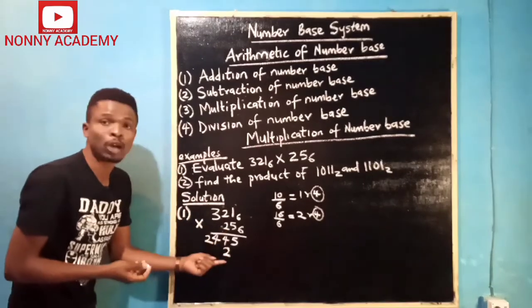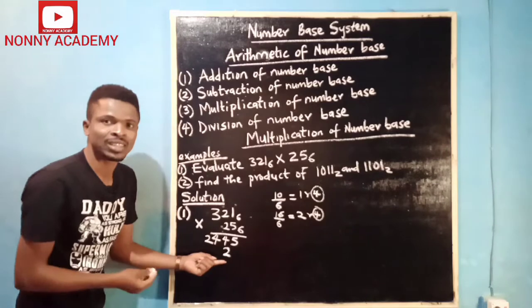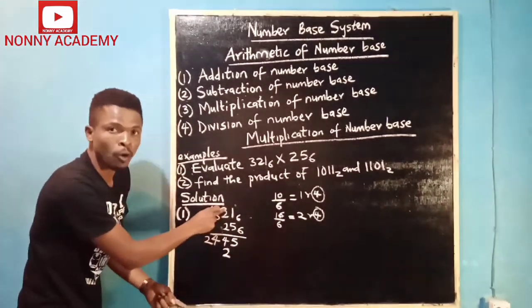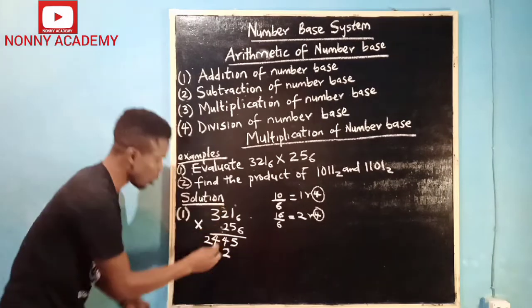The reason I'm putting down 2 is because 2 is less than the base, which is 6. 2 times 2 is 4. 4 is less than 6, and I'll put 4 down.